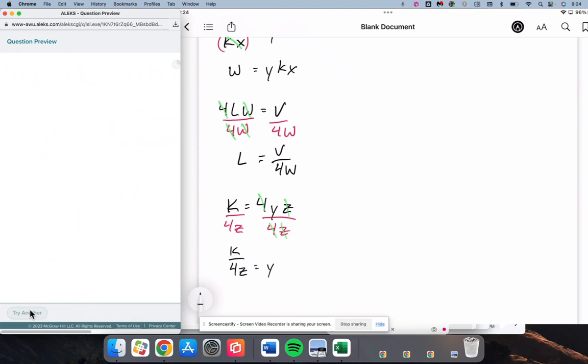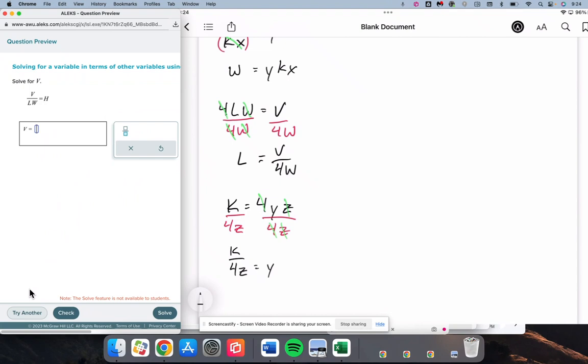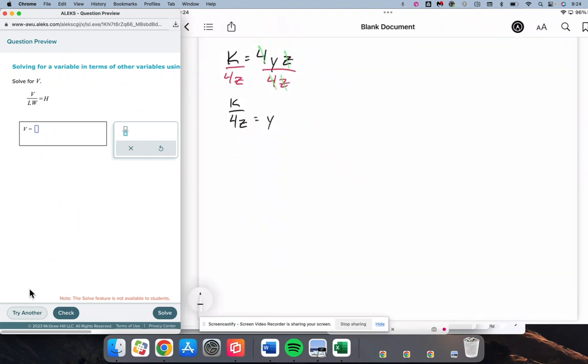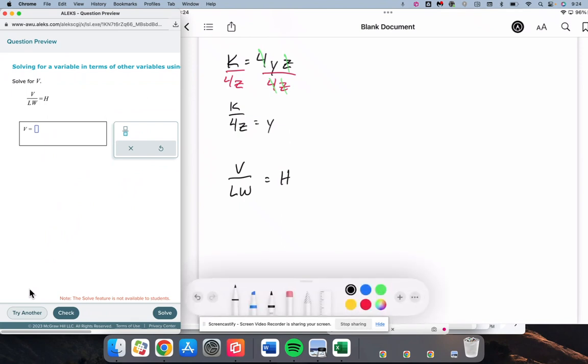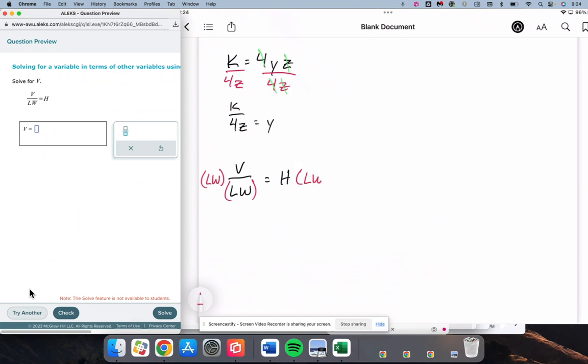And we'll do one more. We'll look for a division one that's not kx in the denominator. There we go. So we have v over lw is equal to h. We're supposed to solve for v. So again, that lw in the denominator is together. We're going to multiply both sides by lw. And so the lw here is going to divide evenly with the lw there. Going to leave us with v is equal to hlw.